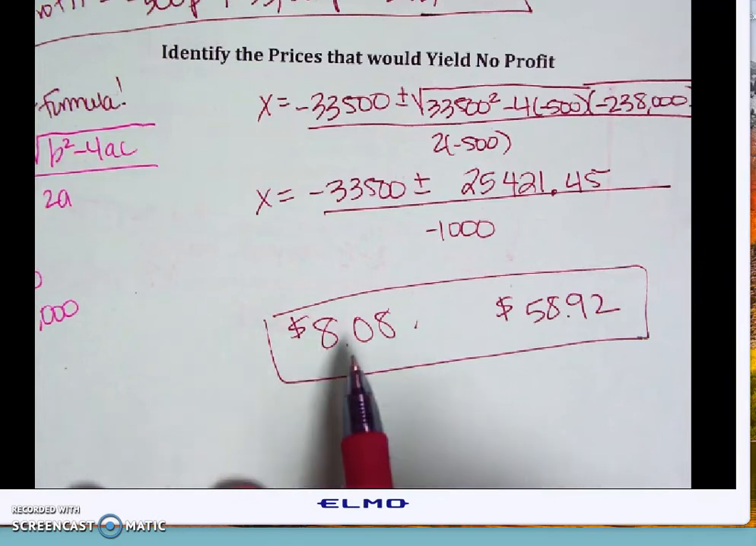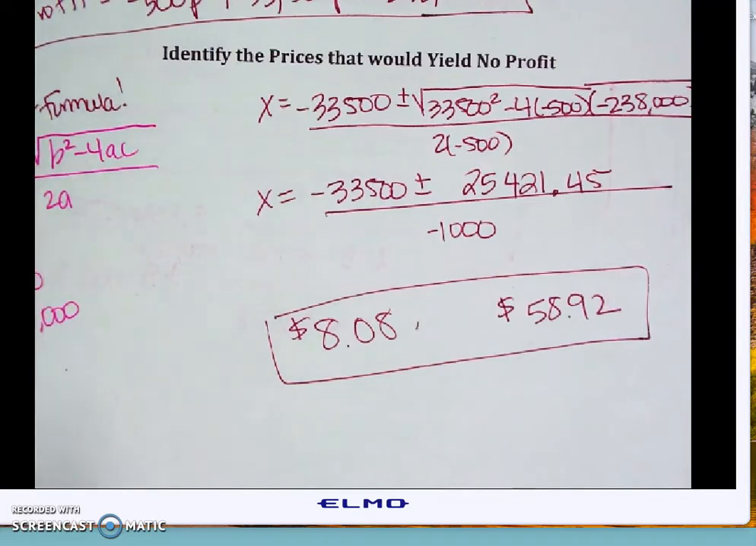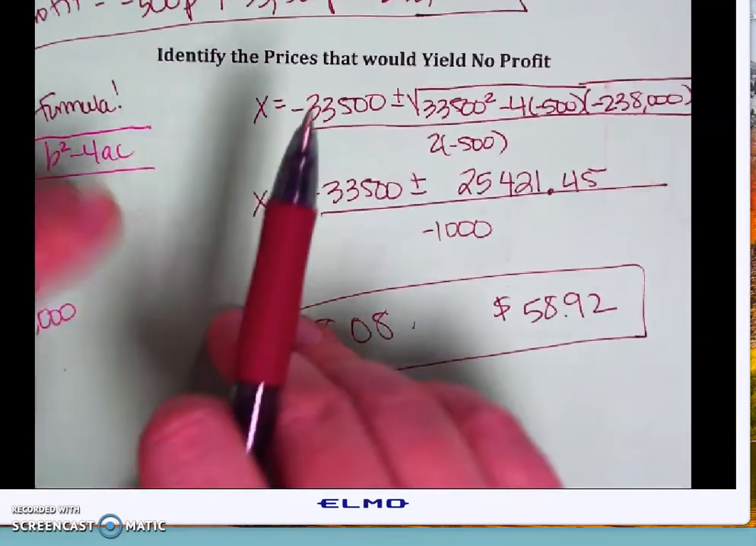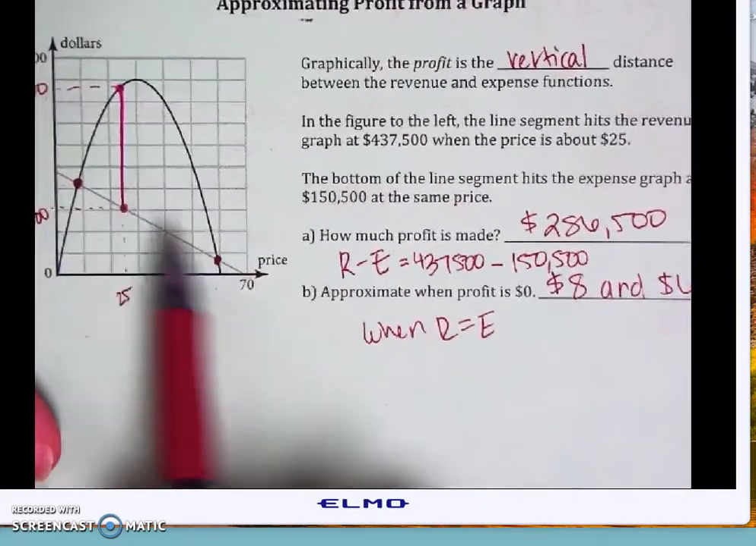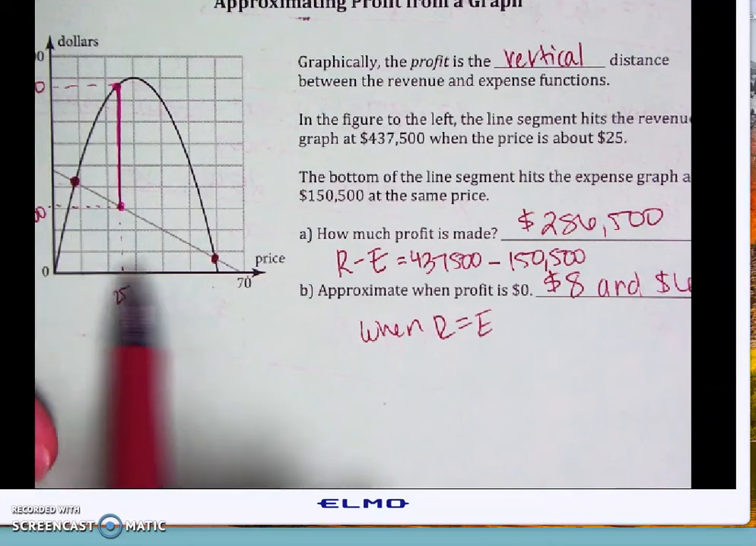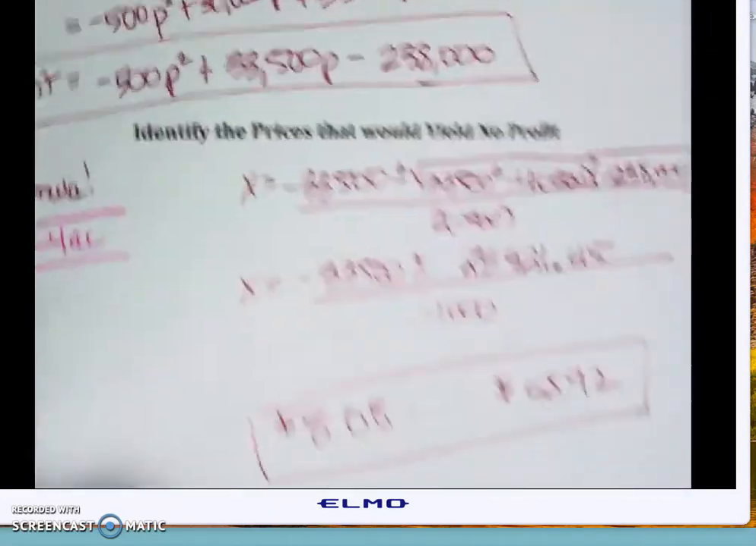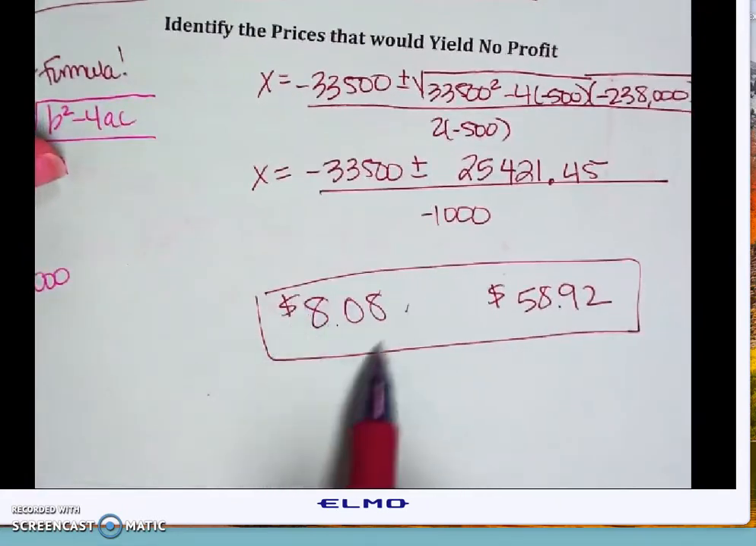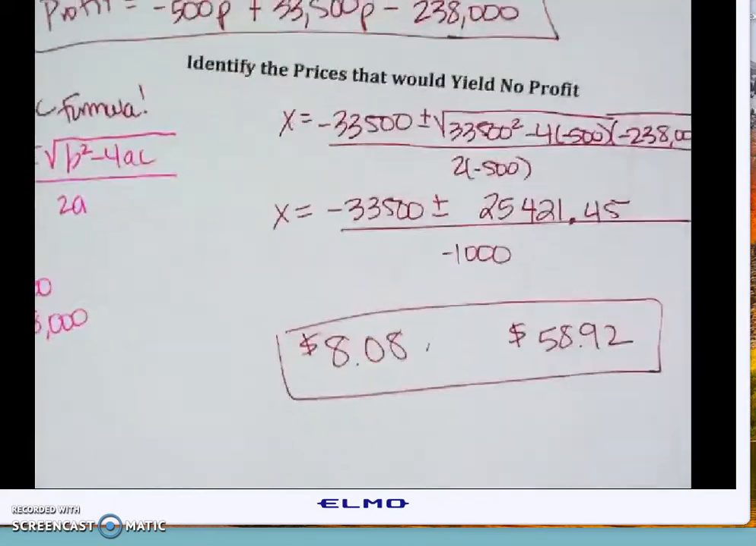Okay, and that's because we're finding when that profit equation is 0. These match up with our graph from here. Remember when I said approximate where profit is 0, and we said it was about $8 and then about $60? We were able to find algebraically it's exactly $8.08 and $58.92.